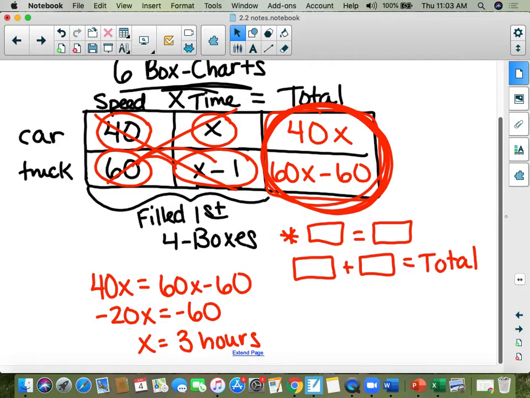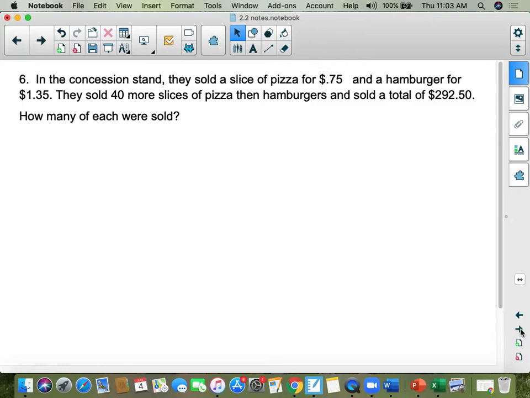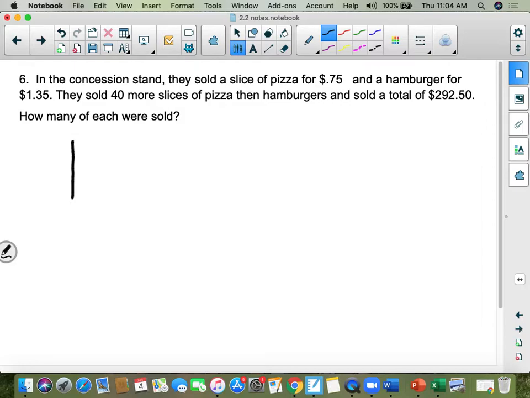Okay, let's do another 6 box chart. In the concession stand, they sold a slice of pizza for 75 cents. I know this is an old story problem. And hamburgers were $1.35. They sold 40 more slices of pizza than hamburgers. They sold a total of $292.50. How many of each were sold? Okay, let's make another 6 box chart.